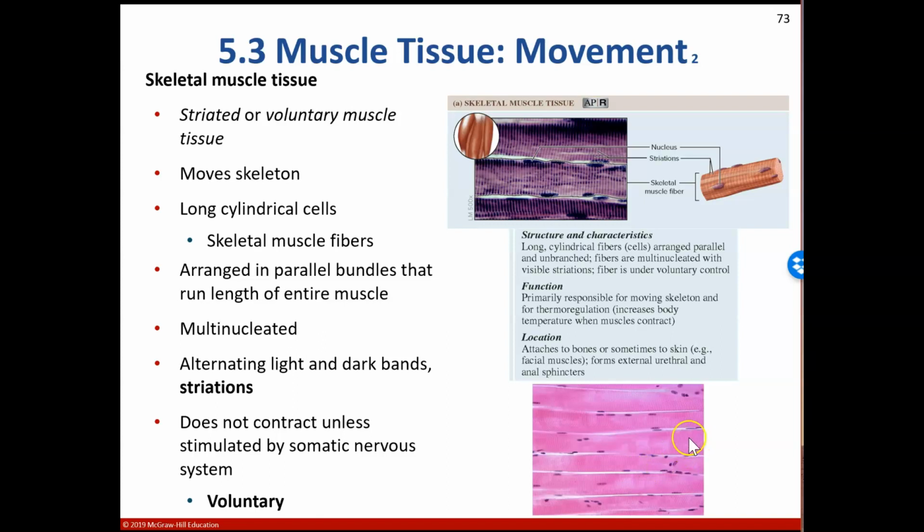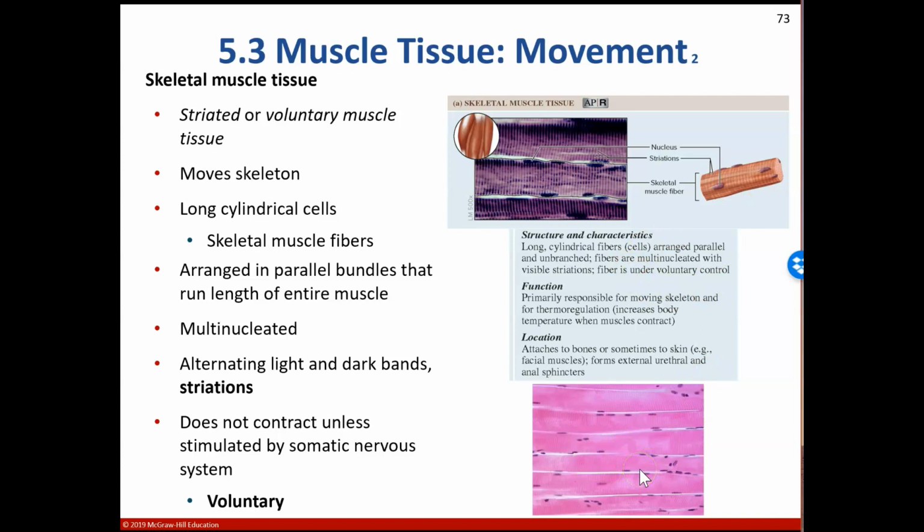These cells are going to be long cylindrical cells. They are going to be so long. Think about how they span, let's say, across your quadriceps femoris, going from your hip joint, crossing your knee joint. And so we're going to call these cylindrical cells skeletal muscle fibers. We'll see that they are arranged in parallel bundles that are going to run the entire length of the muscle.